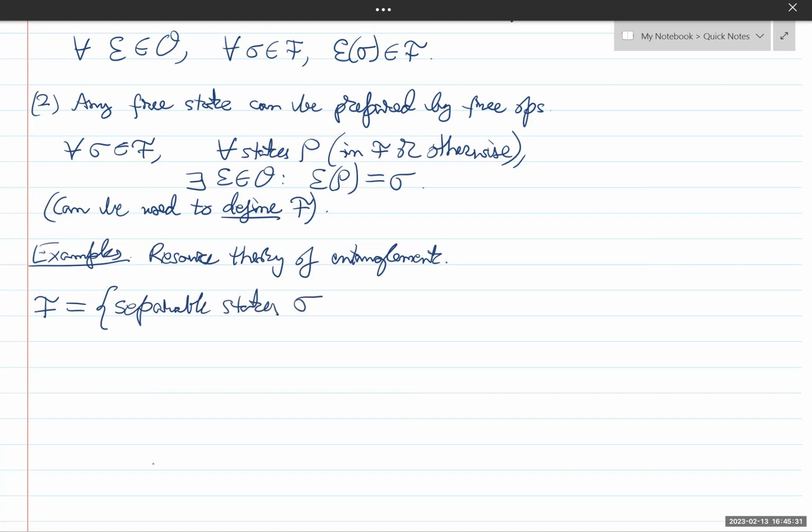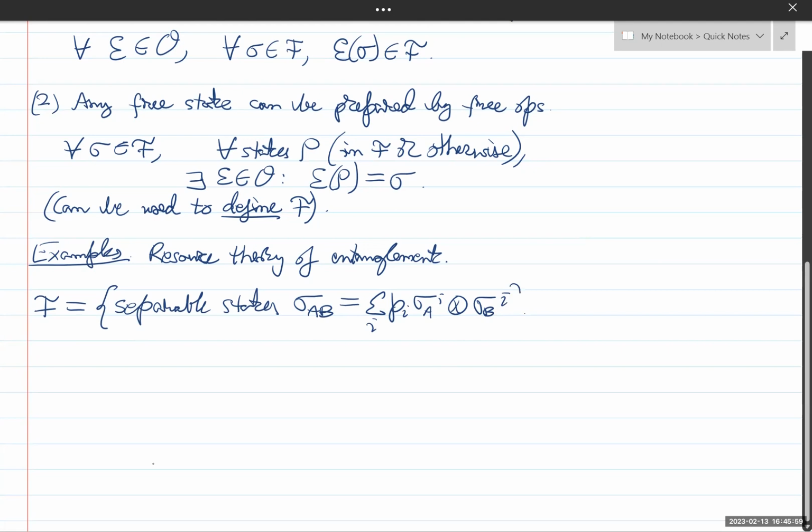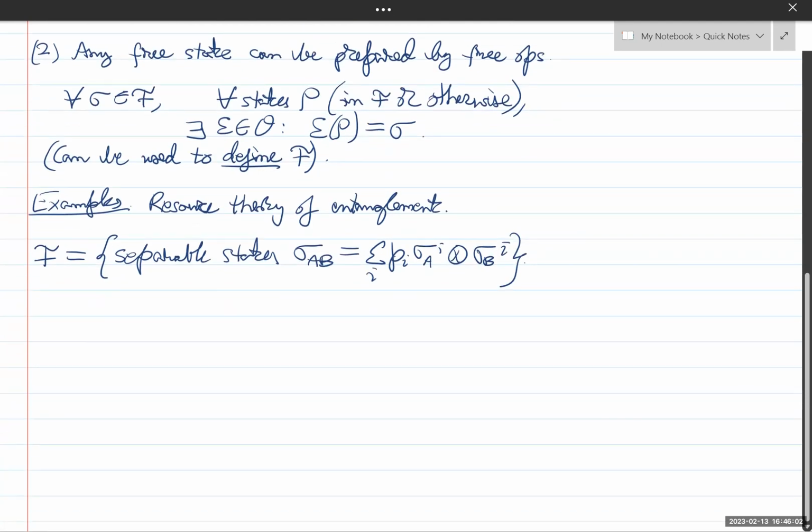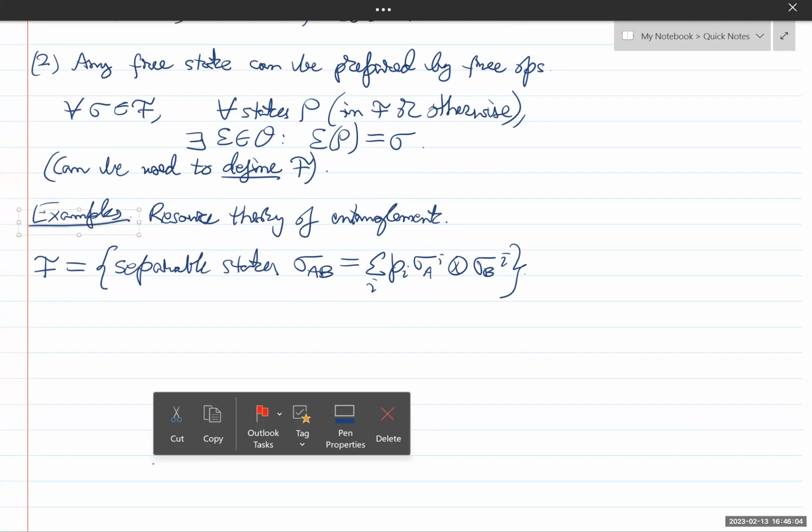Right. So there is a certain bipartition that's axiomatically defined, and the free states are those that have a separable structure, right? Some probabilities. And what would be the free operations?